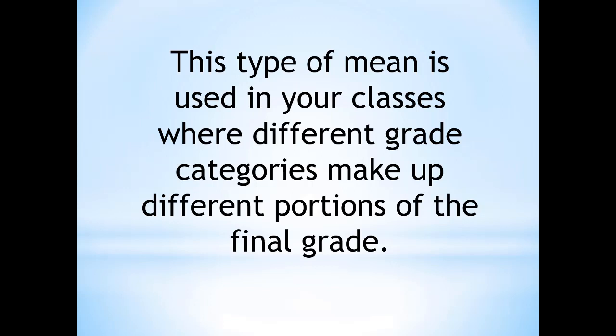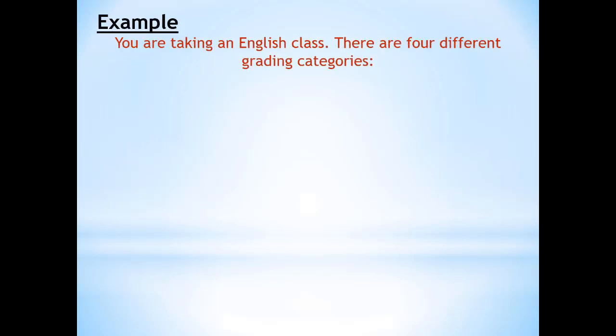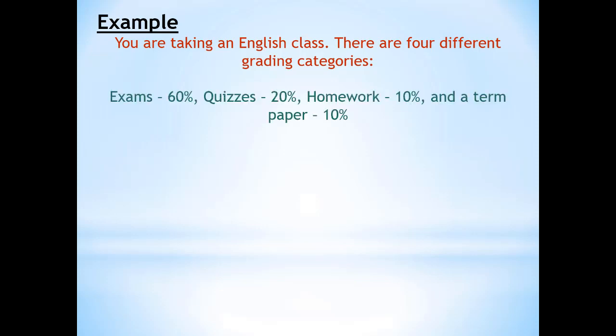Let's see an example where we use this. You're taking an English class, and there are 4 different grading categories. Exams are 60%, quizzes are 20%, homework is worth 10%, and you have a term paper that's due that's worth 10% of your final grade.